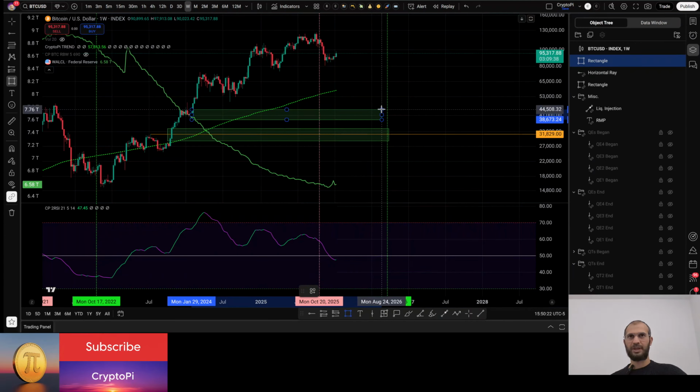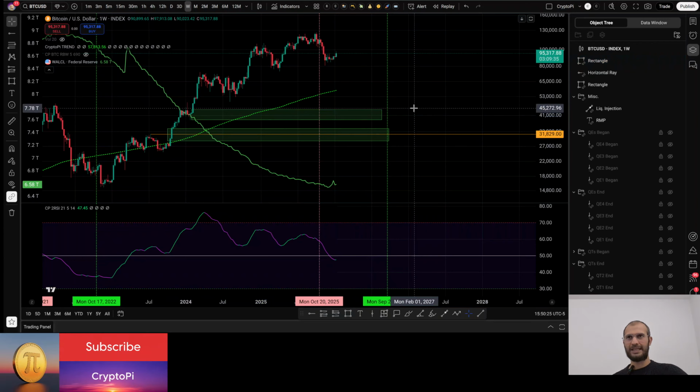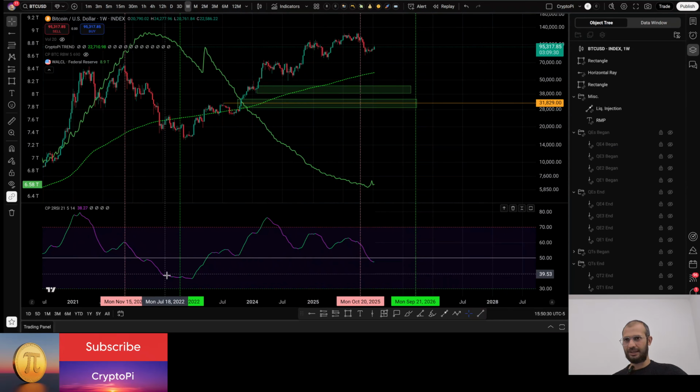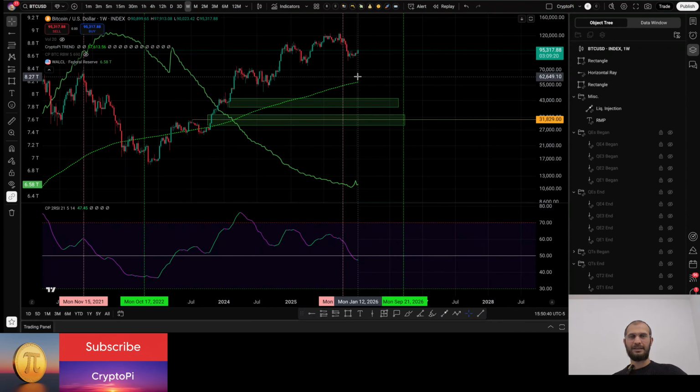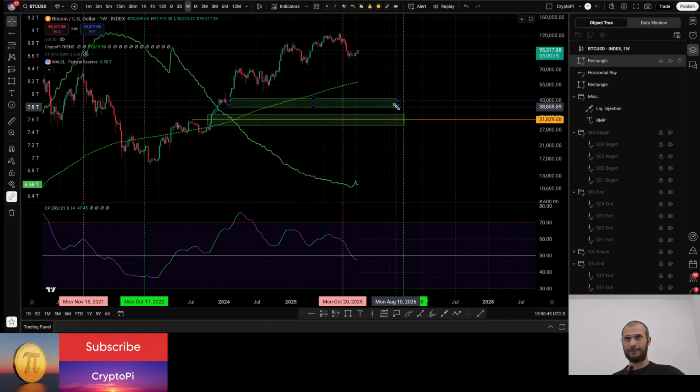So I would see 2 to 3 things. Where is the RSI? Has it been in a consolidation phase or accumulation phase? Has Bitcoin price been in accumulation phase? And how far below the 200-week moving average are we? And how far are we from the accumulation phase?